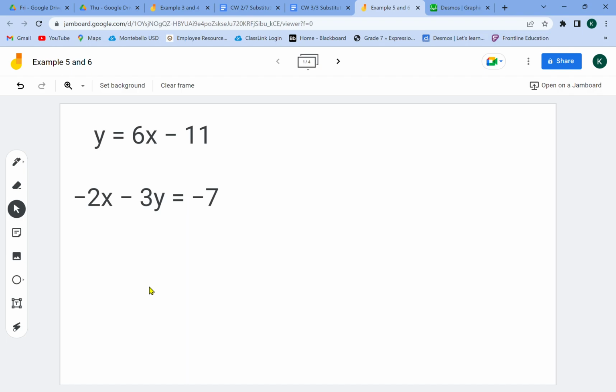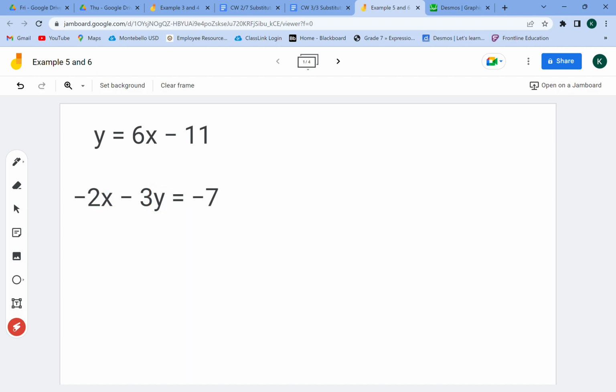Okay, so we've been training on solving multiple step equations so that we could use the substitution method. This is the fourth level of substitution. Alright, so what we want to do is solve for the variables x and y just like we've done before.